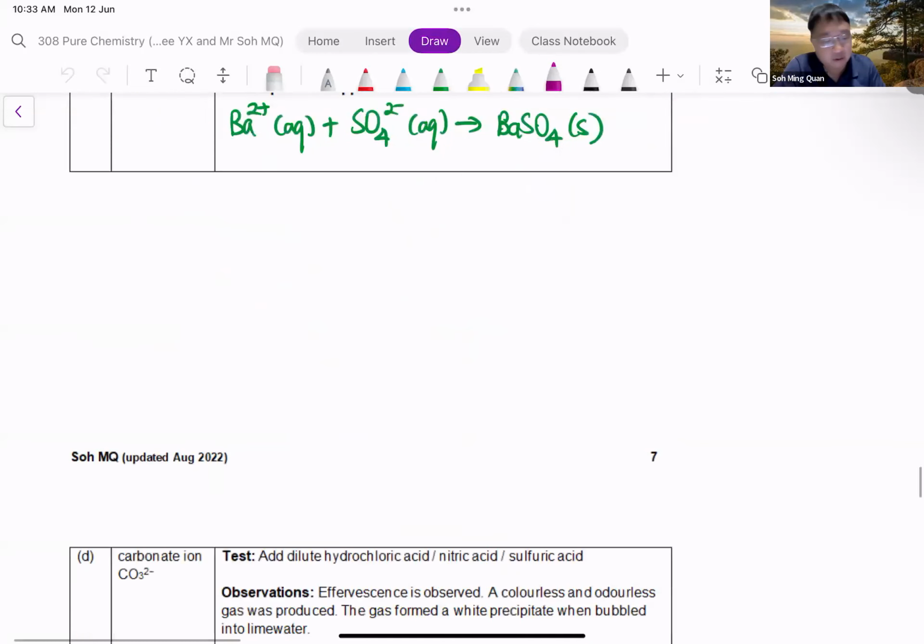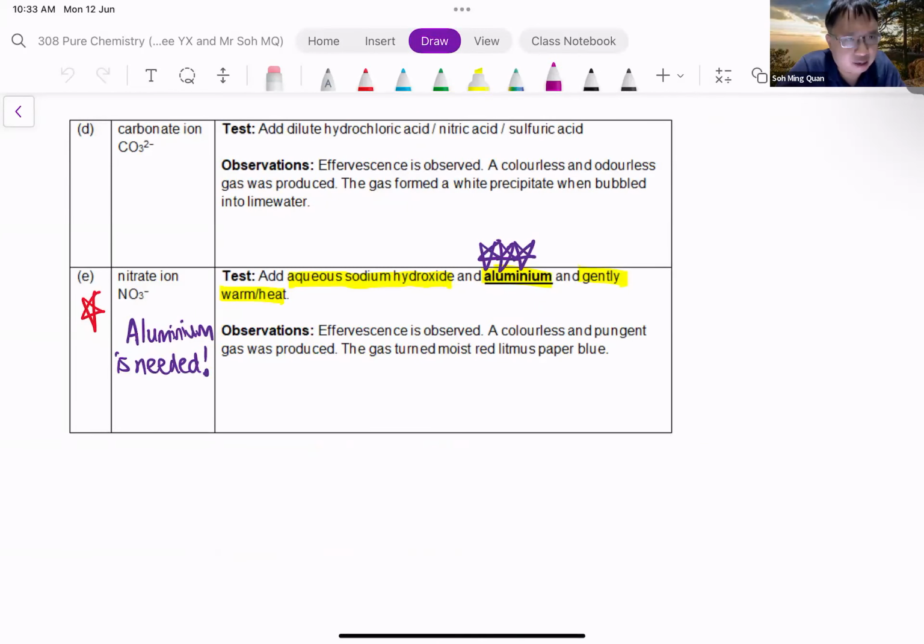And finally, to test for carbonate, we add acid. Some acid, doesn't matter what it is. You should see effervescence. Okay, and the gas produced forms a white precipitate when bubbled into lime water, because carbonates produce CO2 gas. Finally, nitrate ion. The test for nitrate is to add aqueous sodium hydroxide and then aluminium and gently warm it. This produces ammonia gas. Therefore, you need to prepare moist red litmus paper ahead of time before you warm it.